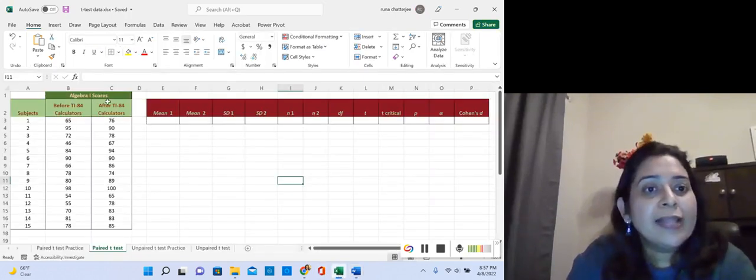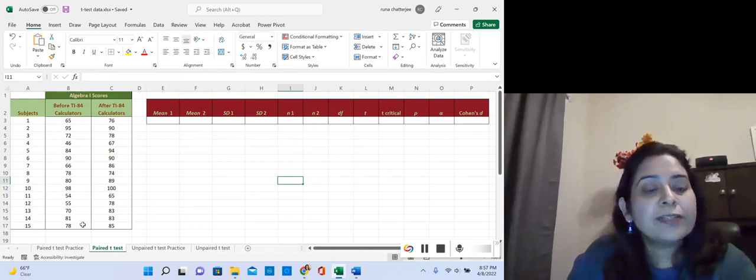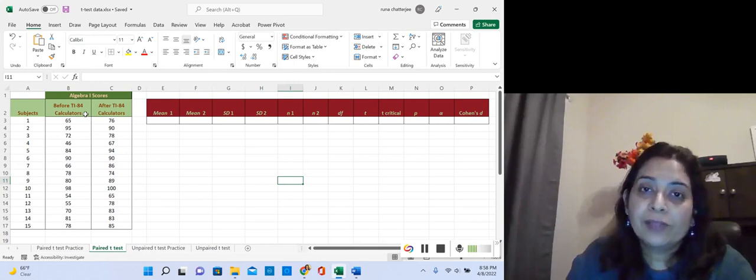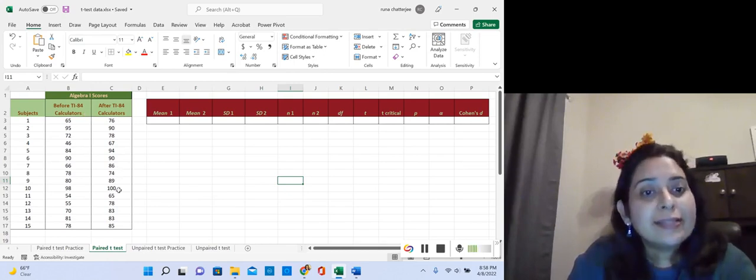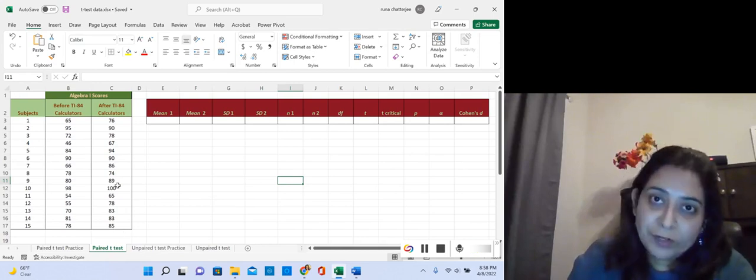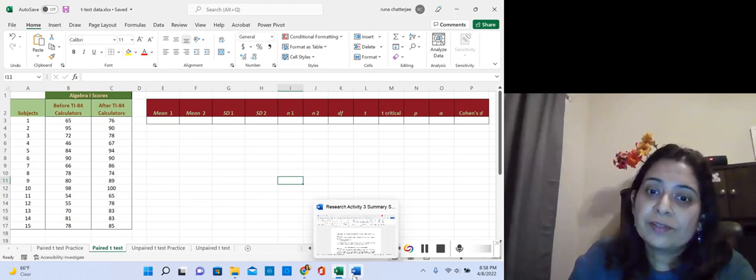We have Algebra 1 scores from 15 different students. The first measurement was done before those students started using TI-84 calculators. The second set of data was obtained from the same 15 students after they started using TI-84 calculators.